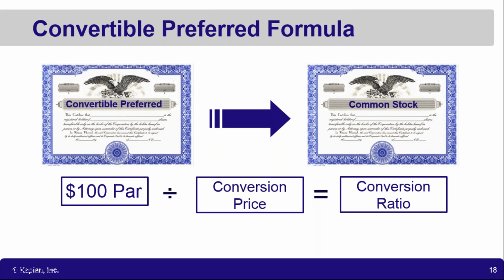So what we do is we take the $100 par value, divide by the conversion price that's on your stock certificate. That's the price you're going to receive the common stock at when you convert. You divide that into the $100 par value and you get the conversion ratio. That'll be the number of shares of common stock that you will receive.